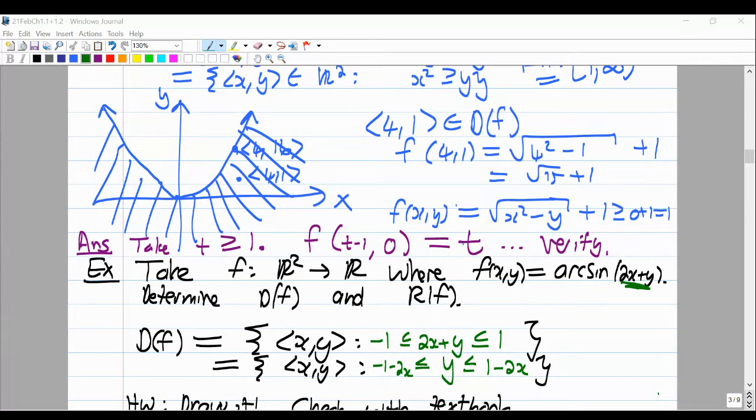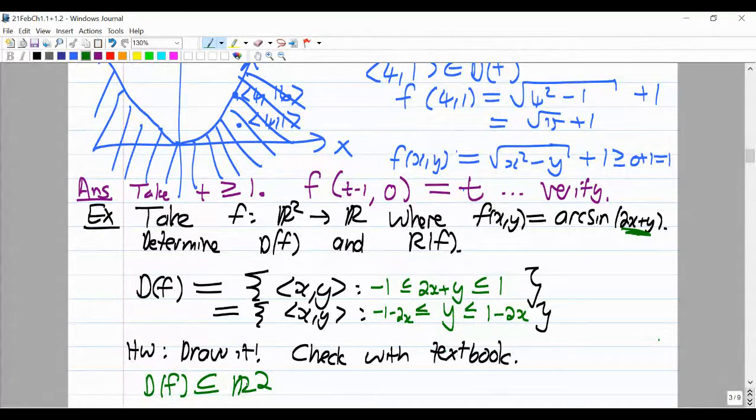So the input, 2x plus y, should be between 1 and minus 1. You can rewrite it, you get this. And so now this is great because you can draw this straight line and this straight line, and the domain will be sitting between those two straight lines. So for fun, draw it and take note the domain is a subset of R2. So it's all the 2D vectors.